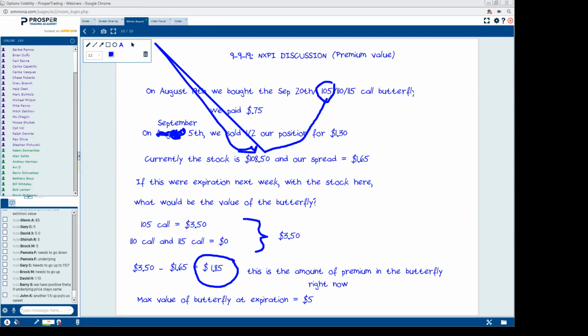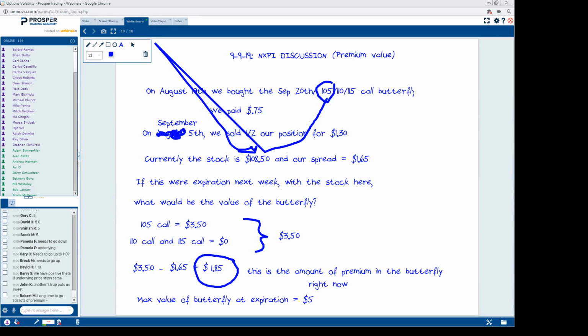Remember, a butterfly is just a combination of a long spread and a short spread. Right now, our long spread is what's making us money. The 105, 110 part of the butterfly is what's making us money. So 110 obviously is the best spot for us at expiration. But what happens between now and then?